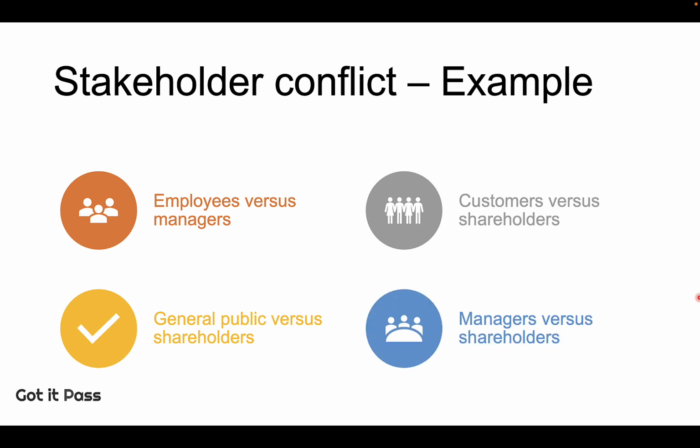And the last example here is the managers versus shareholders. The shareholders are looking for growth. For example, they are looking for dividends and profit growth. But managers would like to be more independent. They would like to run the business by themselves, by their own decision or judgment. Shareholders would like to see growth from the company, and they sometimes give directions to the managers. And there's a conflict between them as well.